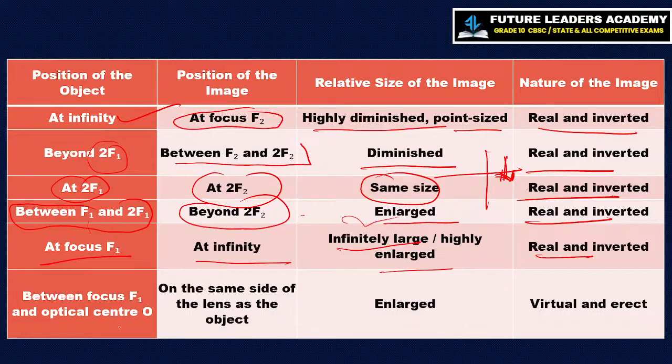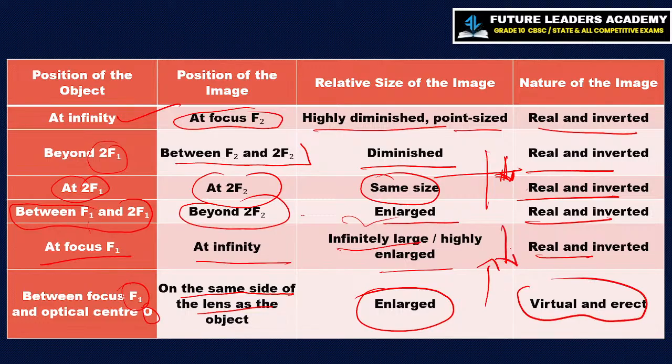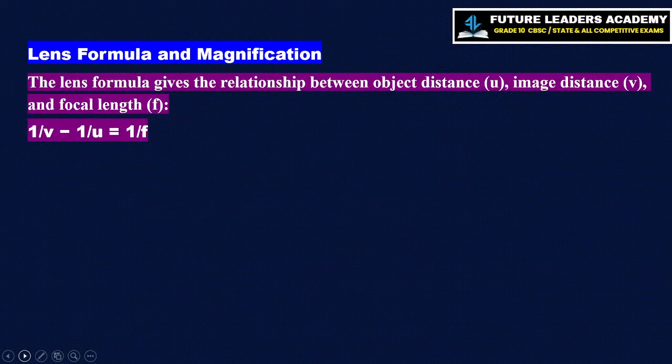Between F1 and O, an image forms on the same side of the lens as the object. Enlarged image we will get, virtual and erect. Like this we will get, not like this. It is wrong. This will be on the same side of the lens. Okay, we will try to get a number for understood. Understood, guys. Yes.